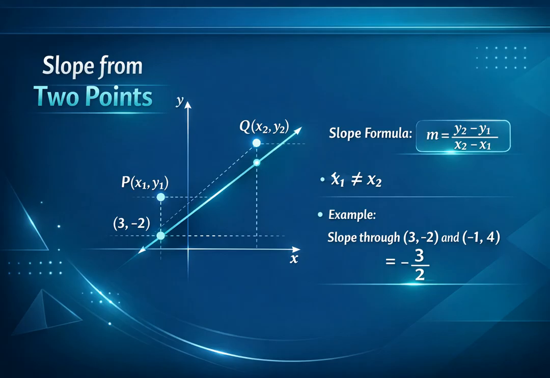If a line passes through P(x1, y1) and Q(x2, y2), then slope m equals (y2 minus y1) divided by (x2 minus x1). Note that x1 must not equal x2, otherwise the line is vertical. For example, the slope through (3, -2) and (-1, 4) equals 6 divided by -4, which is -3/2.